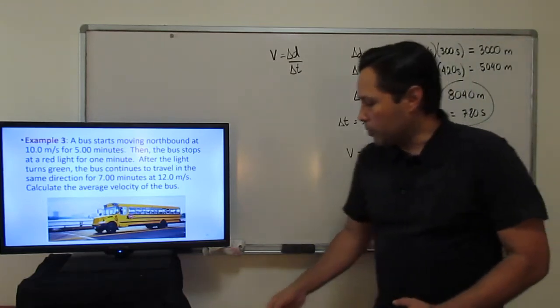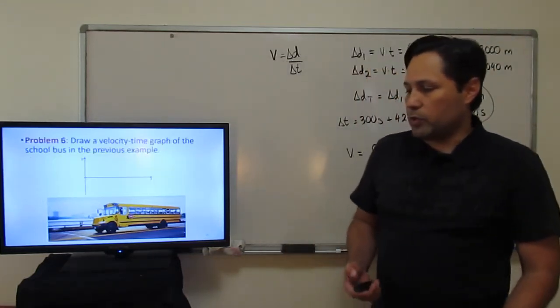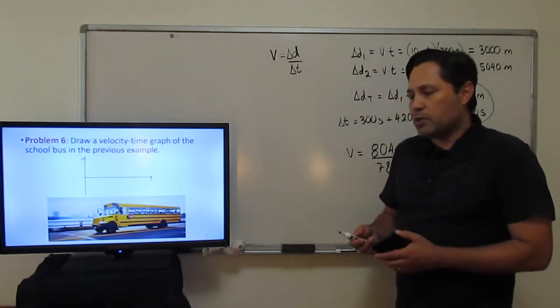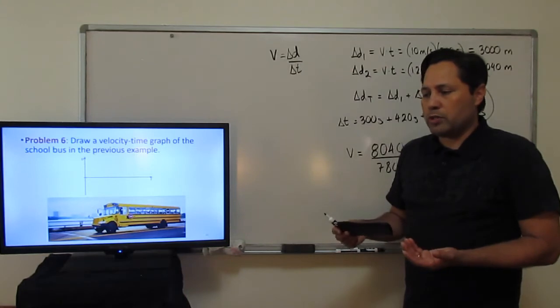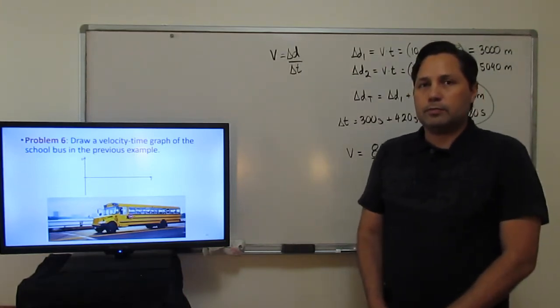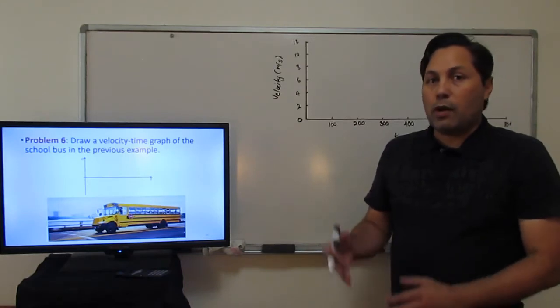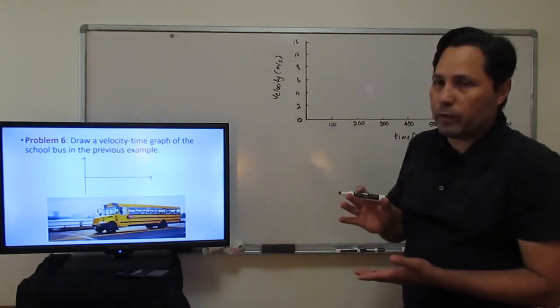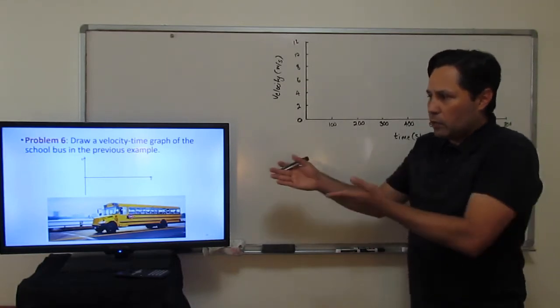Now the follow-up to this is problem 6. In this one they ask us, can you draw a velocity time graph for the school bus in the previous example? Let's take a look at that. The bus motion, we're going to display as a graph, in a graphical method. So that's what they want from us.